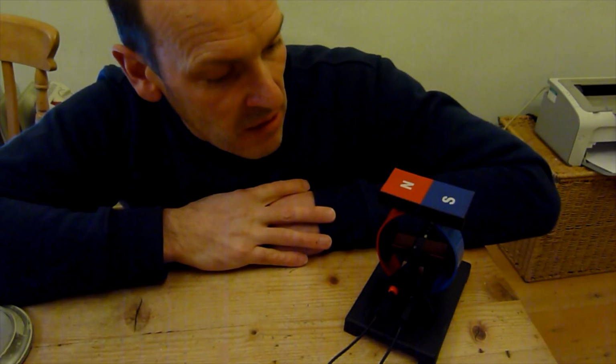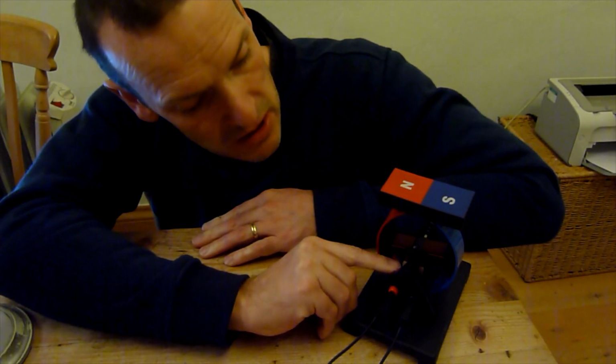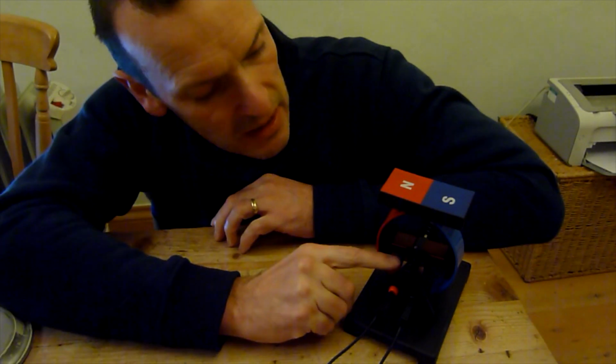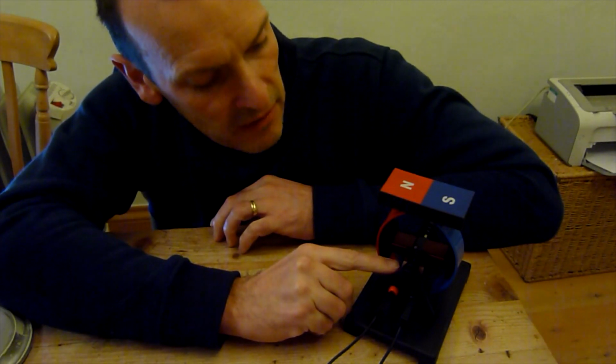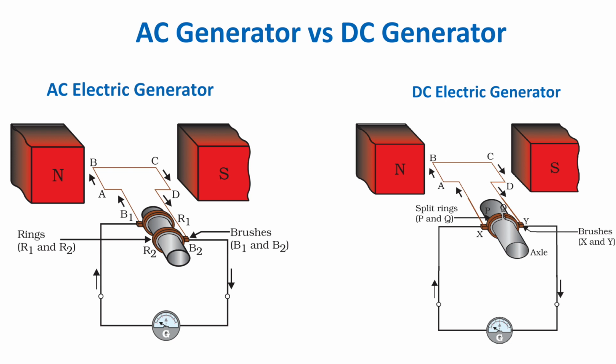This is actually a dynamo, which is a DC generator. This is because we have two brushes against the split ring commutator. In an alternating current generator, also known as an alternator, this setup here is slightly different, and the difference is that it has two slip rings connected to brushes. Much better seen in the diagram.